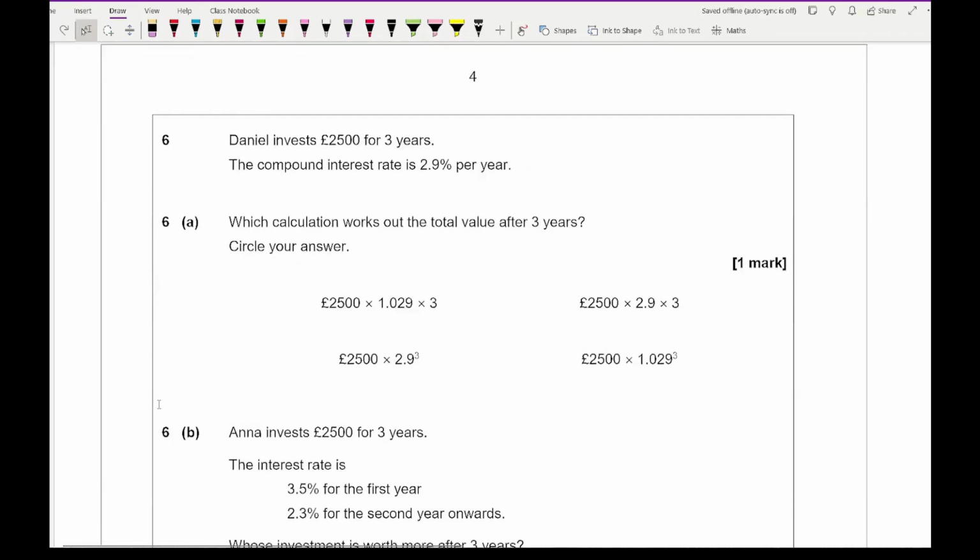Moving on to question 6, it says Daniel invests 2,500 for 3 years. The compound interest rate is 2.9% per year. Which calculation works out the total value after 3 years? Circle your correct answer. So the correct one you should have circled is going to be the bottom right one.